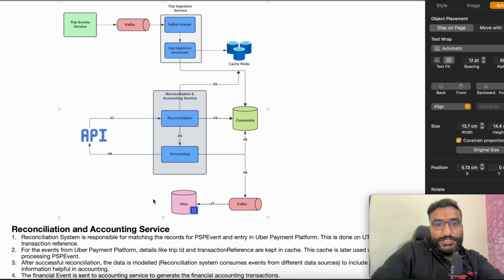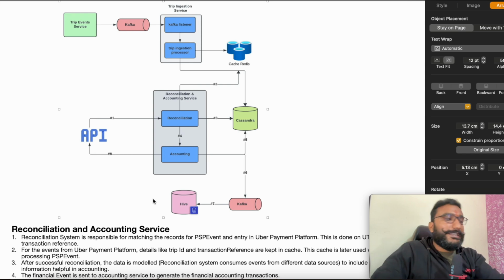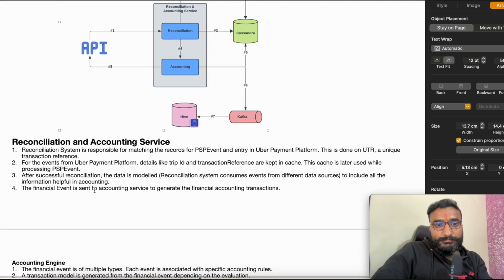Now once you consume the PSP event, from the PSP event you will figure out the transaction reference. For that transaction reference you will get the trip ID from here, because in the settlement file you are not getting the trip ID, and in the end you have to map all these transactions to the trips. To club all this information together, you use this mechanism.